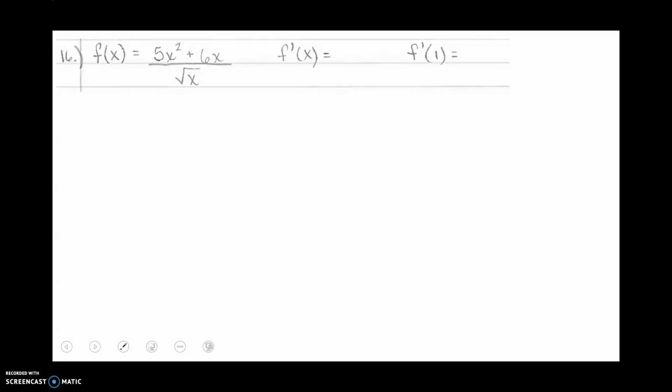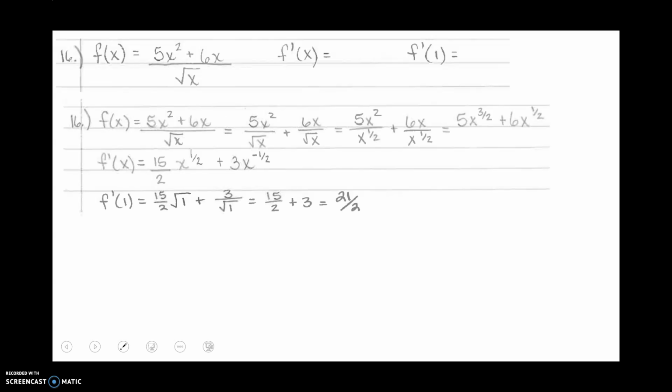All right, then for number 16, for this guy, anytime I can simplify first before I take the derivative, it always makes it so much easier. So before I start taking the derivative, I'm going to simplify this. So I'm going to take 5x squared and put it over the square root of x, and 6x and put it over the square root of x. So all I've done is broken that numerator up over its common denominator.